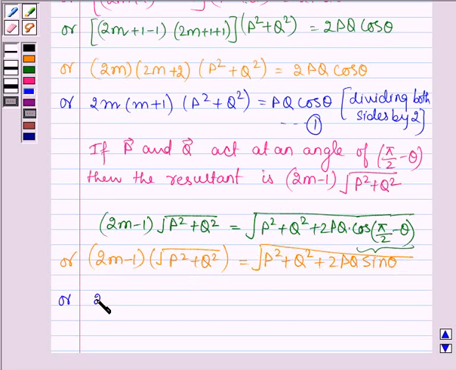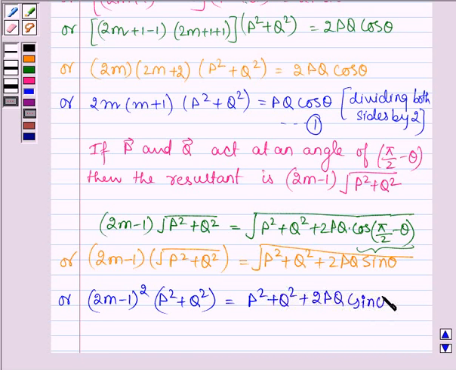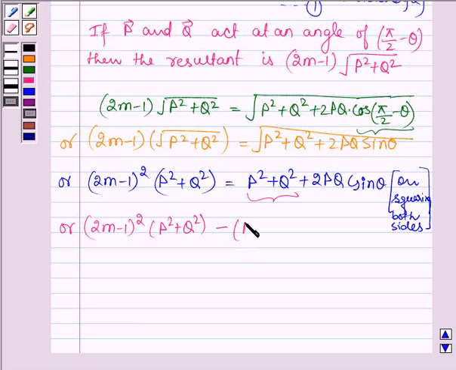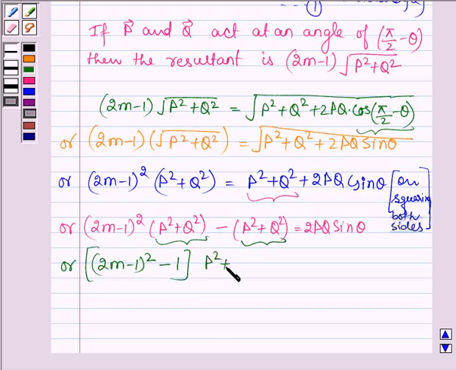Or on squaring both the sides, we have 2m minus 1 whole square into P square plus Q square is equal to P square plus Q square plus 2PQ sin theta. Now taking P square plus Q square on the left hand side, we have 2m minus 1 whole square into P square plus Q square minus P square plus Q square is equal to 2PQ sin theta. Or we further have, taking P square plus Q square common, 2m minus 1 whole square minus 1 into P square plus Q square, and this is equal to 2PQ sin theta.